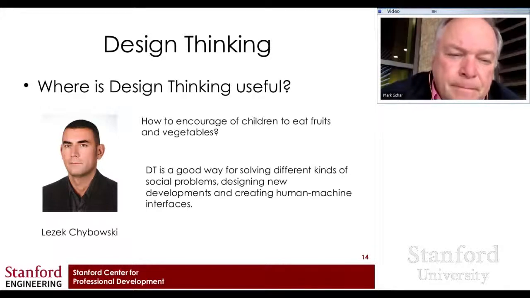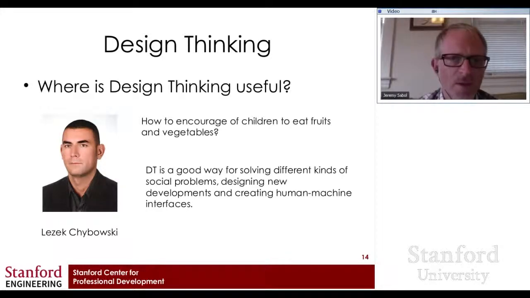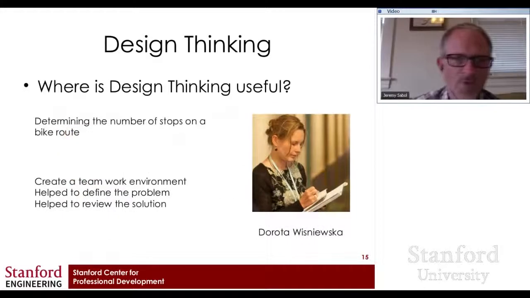Great. So let's ask Leszek again to think about... Oh, actually, we have another example we ought to look at, and I think this is a great one. Dorota Wisniewska. I think I probably ruined that name. Sorry, Dorota. We asked Dorota, where is design thinking useful? And I think she came up with a really great answer. I'm a bicyclist myself, so I think a lot about this. Determining the number of stops on a bike route. So this is a problem that Dorota identified where design thinking would be useful. Why did she think so?